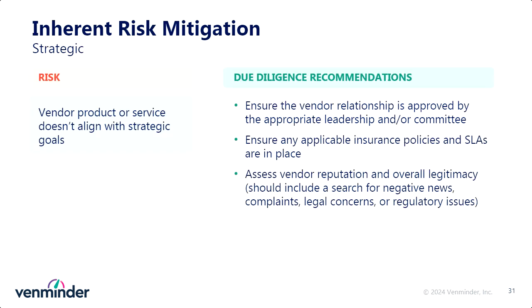For each of these inherent risk types, you'll see a risk example and some due diligence recommendations that can help mitigate the risk. Starting off with strategic risk, the example is a vendor's product or service that doesn't align with your strategic goals. Some due diligence recommendations might be making sure the vendor is approved by the appropriate leadership or committee and making sure that any insurance and SLAs are in place. And that last bullet is actually baseline due diligence for any type of vendor because you'll want to make sure that you're doing business with a legitimate company that has a good reputation.